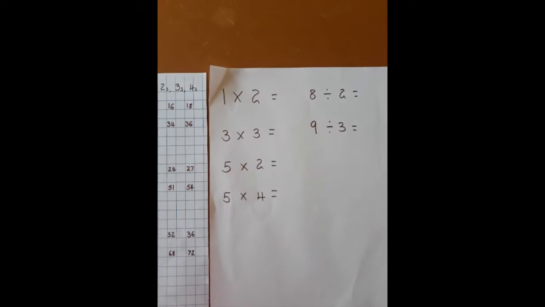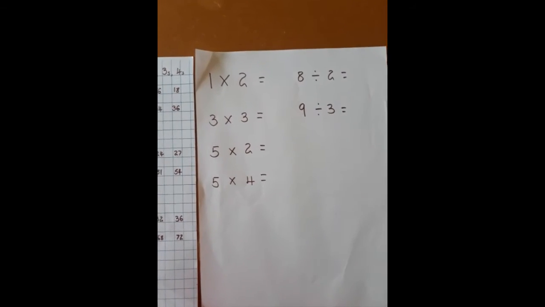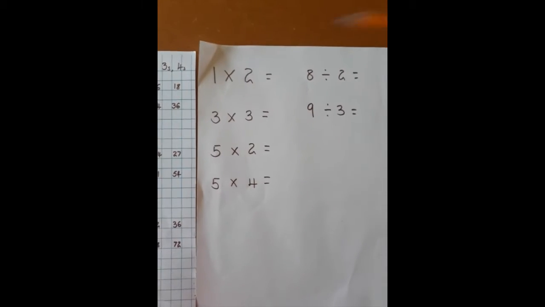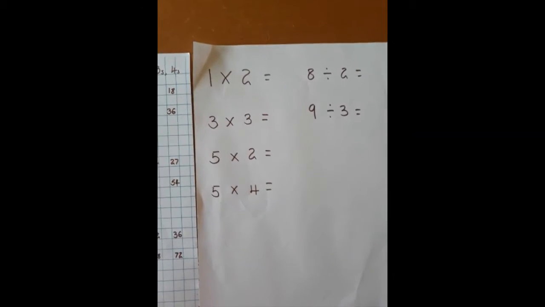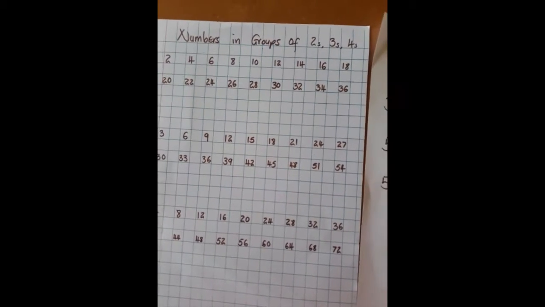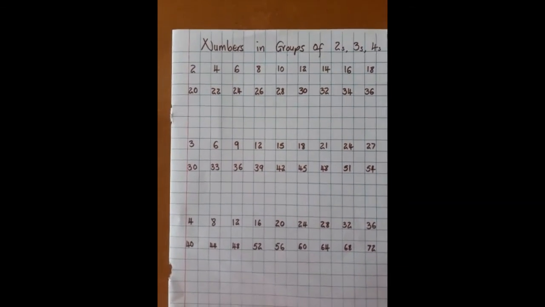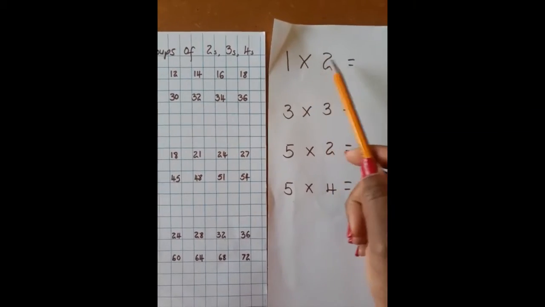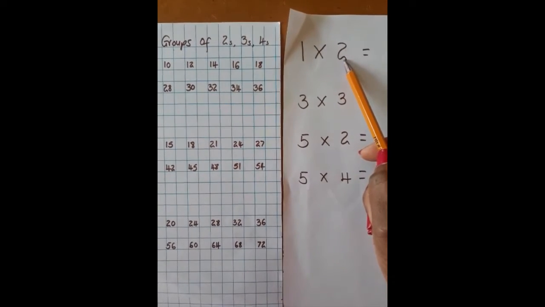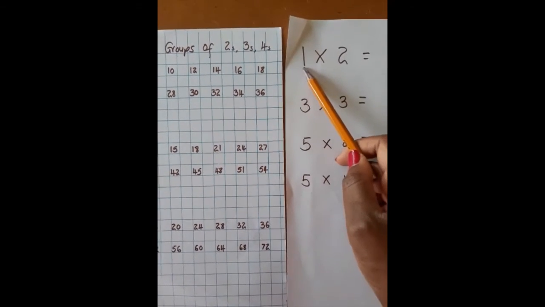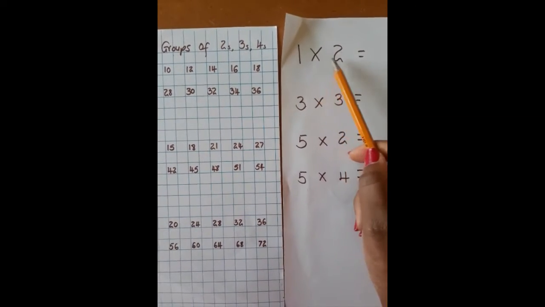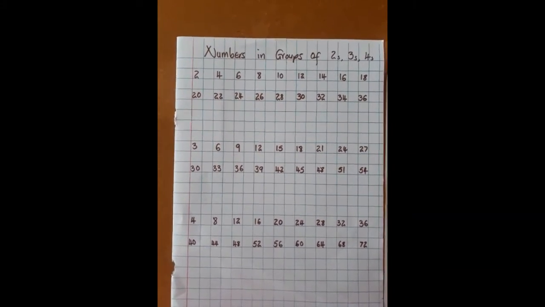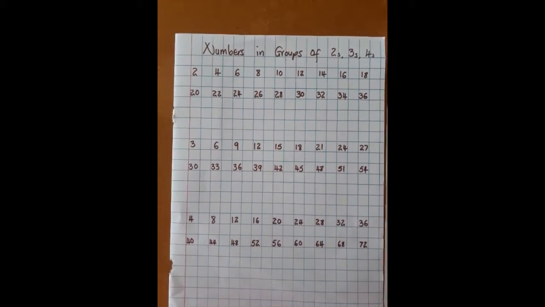Alright, so this is the example. Here we are saying 1 times 2. How are you going to use your chart of numbers in groups to help you find the answer? When they say 1 times 2, remember, they are saying that you should make one group of 2. One group of 2. We have already shown you this when we were dealing with counters, but this time we are working with knowing how to count in groups of twos.